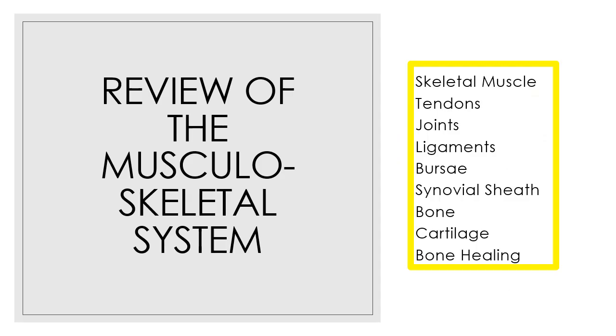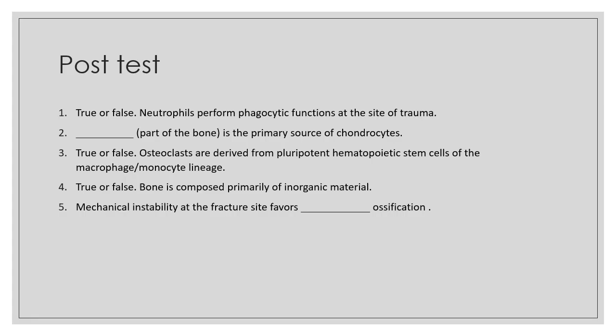So this is part two of our review of the musculoskeletal system. We have discussed the skeletal muscle, tendons, joints, ligaments, bursa, synovial sheath, bone, cartilage, and bone healing. This is the post test.